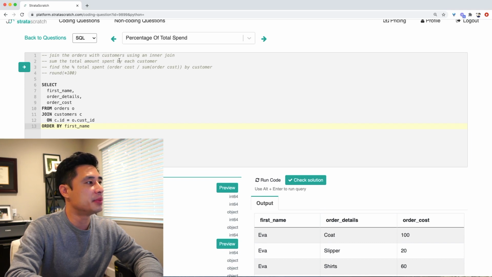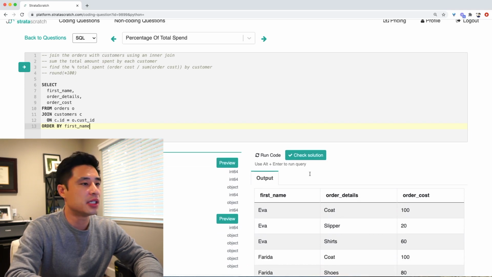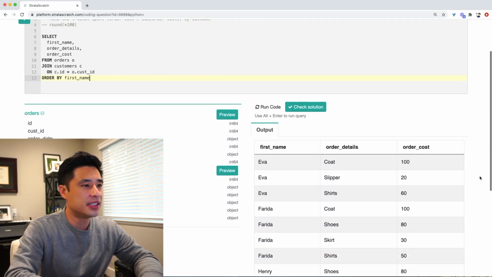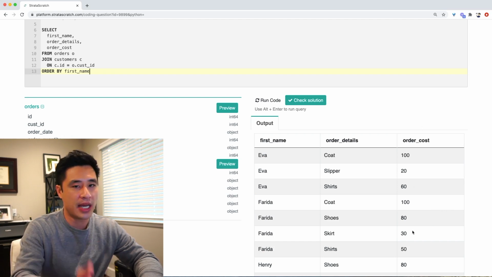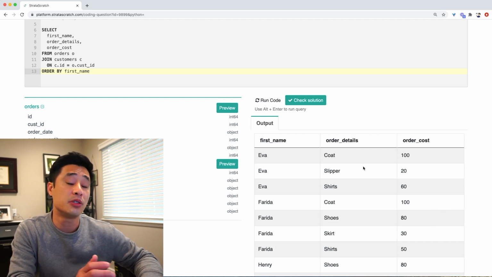So now let's move on to the second step, which is sum the total amount spent by each customer. This is actually the difficult part of the question. Let me illustrate what that means. If I just apply a sum function here to sum the order cost, it's going to sum across all the customers, across all of the rows in the table. And that's not what we actually want, right? We want to only sum the total order cost by each customer.